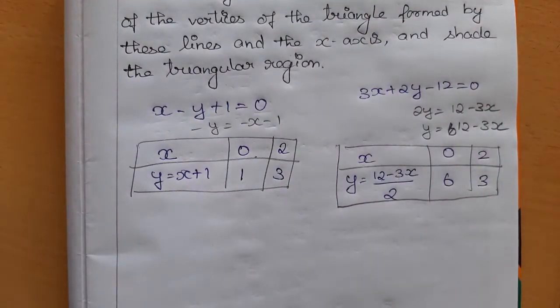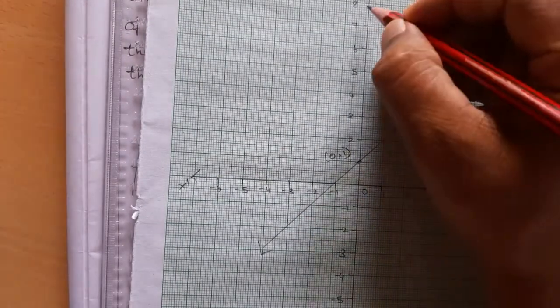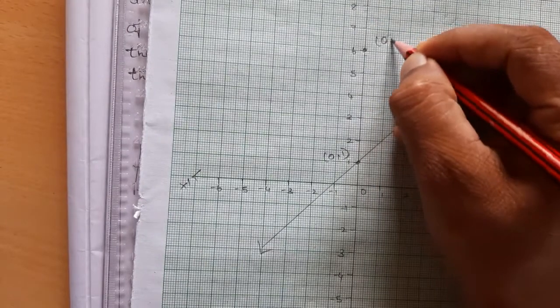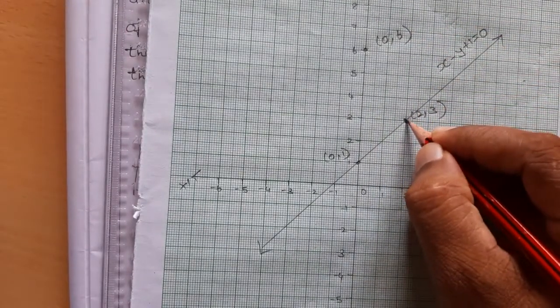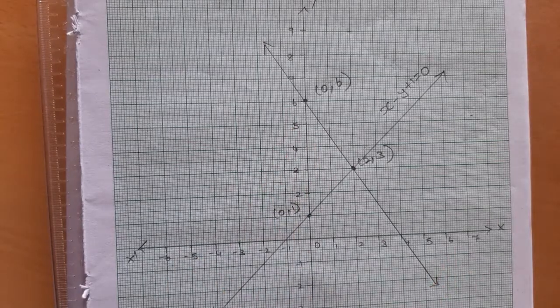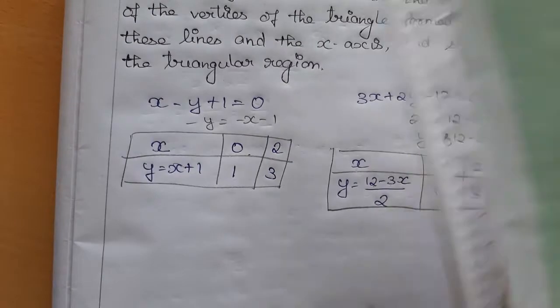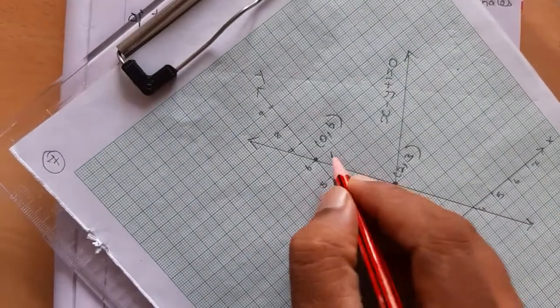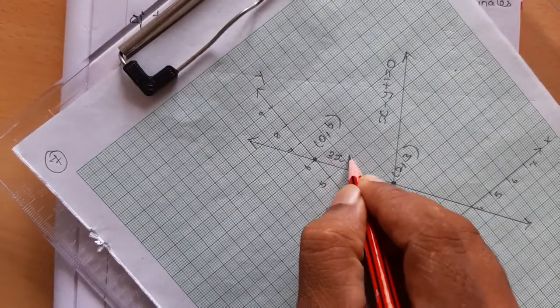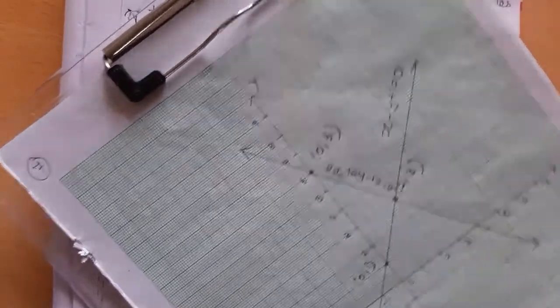And the next is 0 comma 6, 2 comma 3. 2 comma 3 is already drawn. 0 comma 6 is here, and 2 comma 3 is the same. Join these two points. So after joining, write the name of the equation. The equation is 3x plus 2y minus 12 equal to 0.